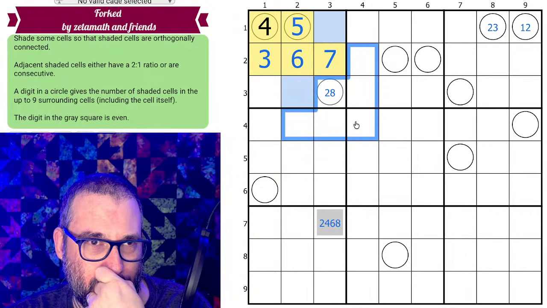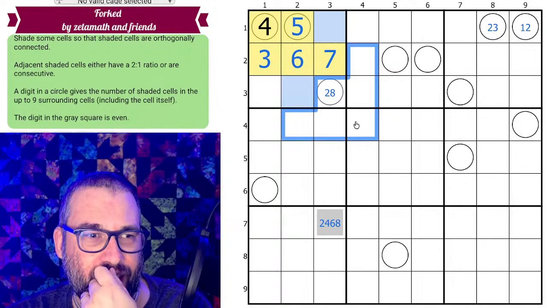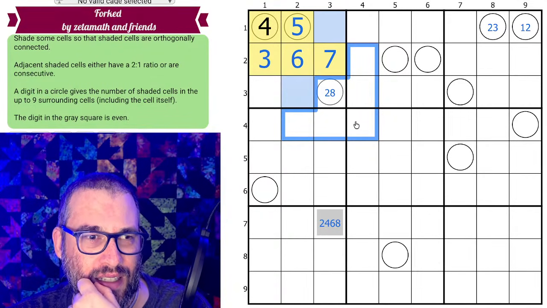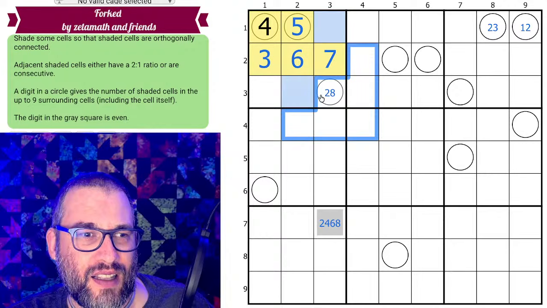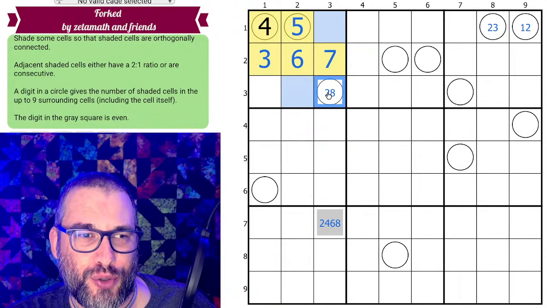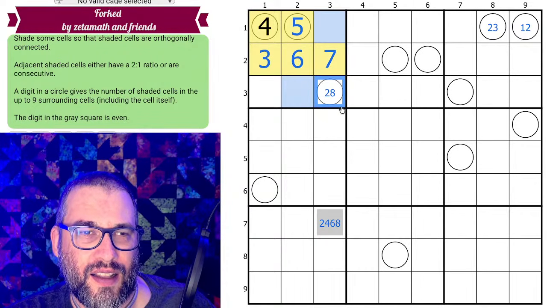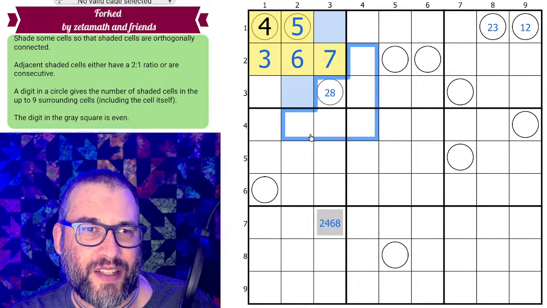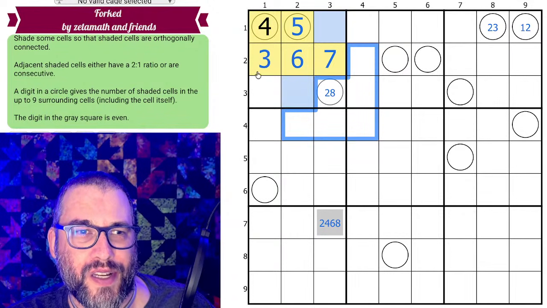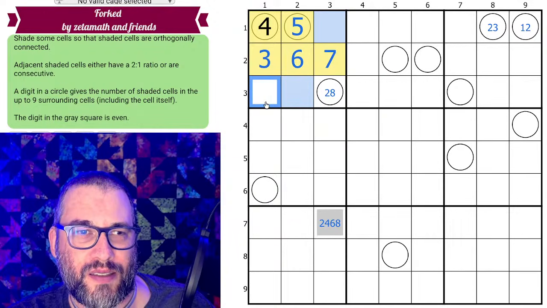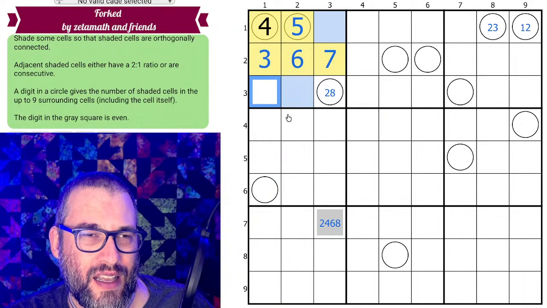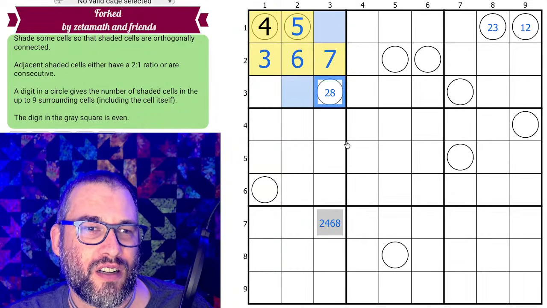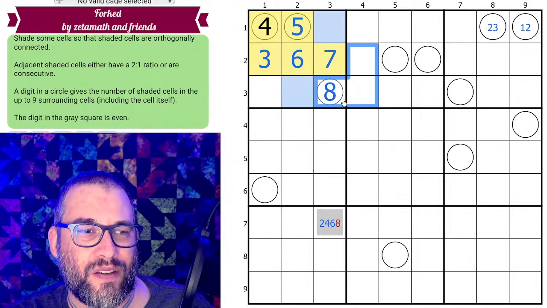But having none of them shaded doesn't work. If this is a 2, then these are all shaded, or all unshaded. But the shading has to get out. So this would have to be shaded. But what would it be? If this is a 2, this has no value. So this is just an 8, and all of these are shaded.